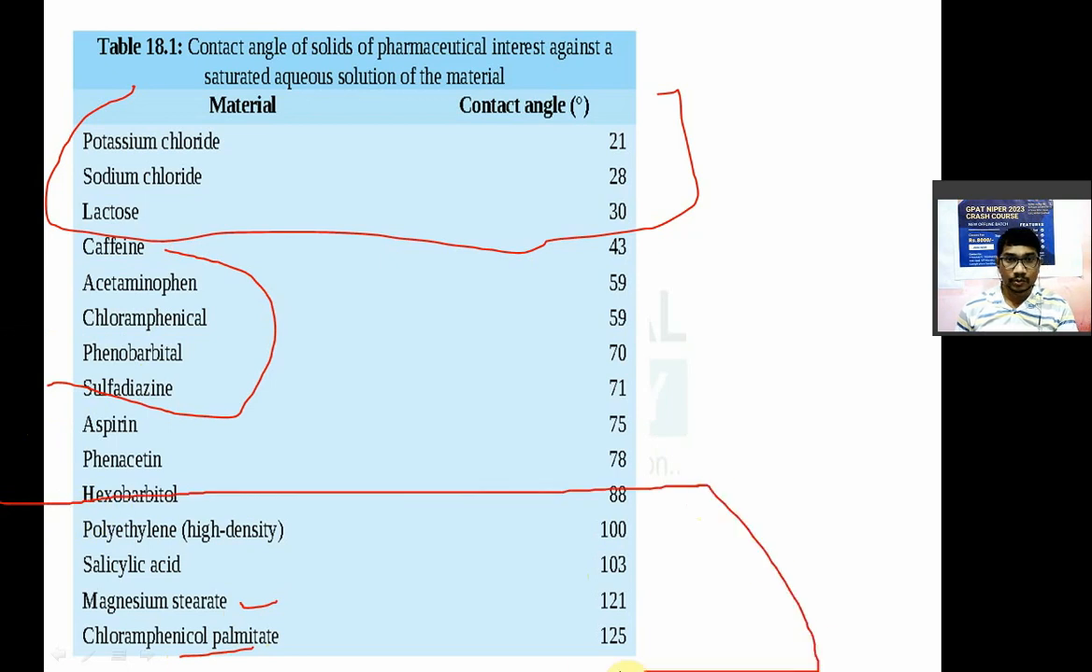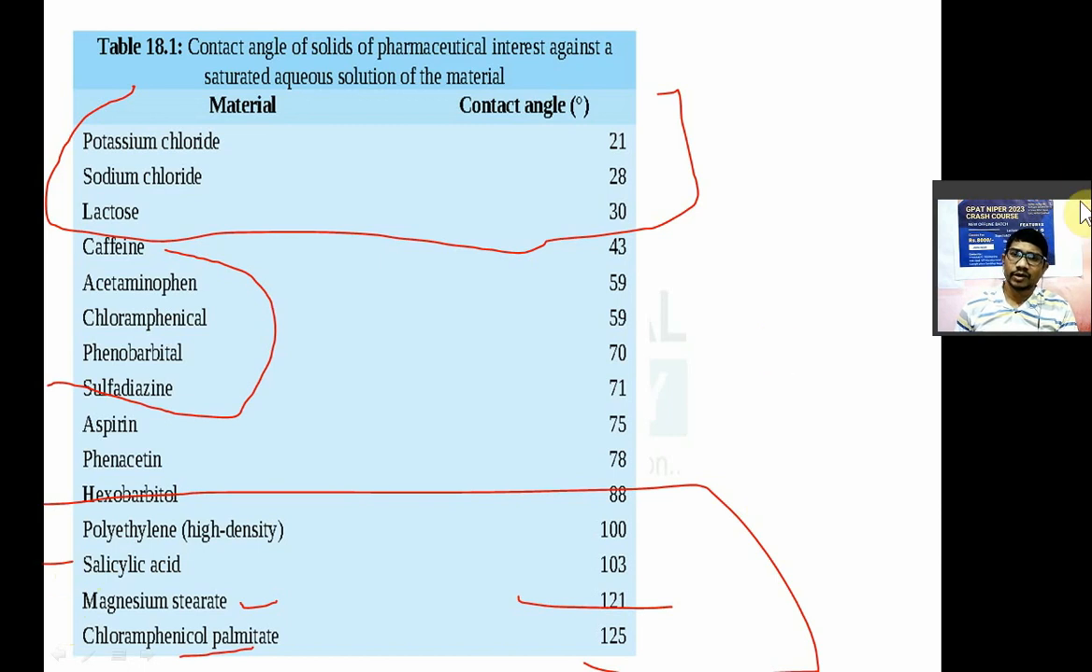Polyethylene has a high wetting angle, 100. Chloramphenicol palmitate 121, magnesium stearate 121. They are known as poorly wetted solids. ये poorly wetted होता है, इनके लिए wetting agent यूज करना पड़ता है.